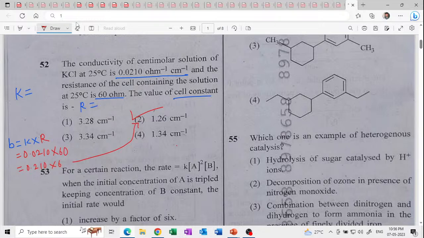Done? Yes Omkar, all good, nice, all completed. Get it? Is the question visible to everyone? Tell me once.